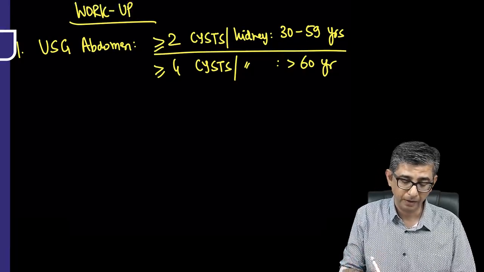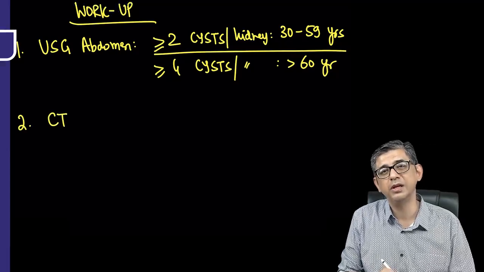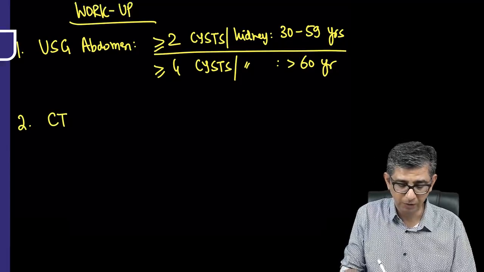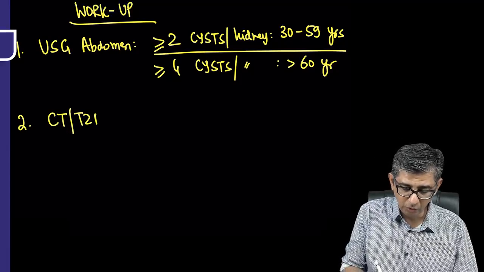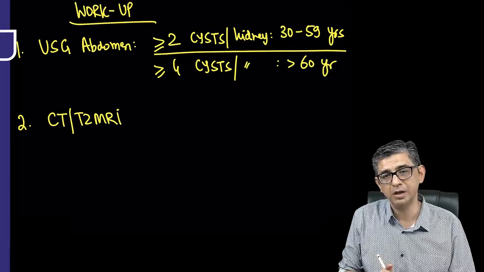Instead of doing an ultrasound abdomen, we can also do a CT, though obviously it will entail a bout of radiation to be given to the patient. We can also do an MRI in the patient. So the sensitivity of a CT or MRI will obviously be high.